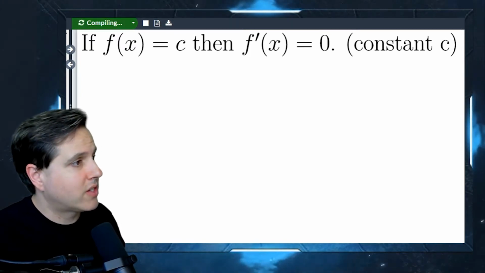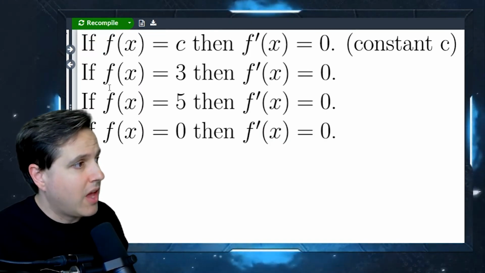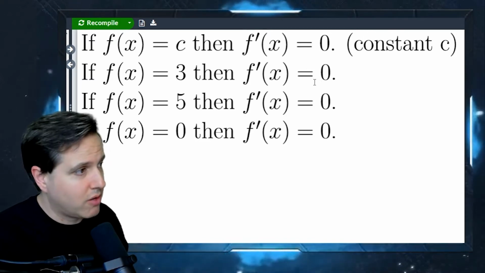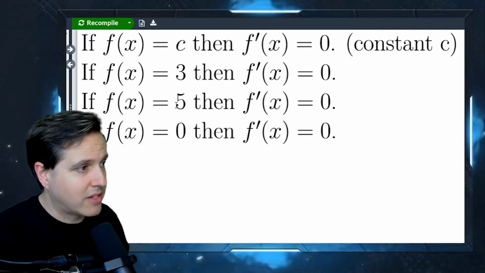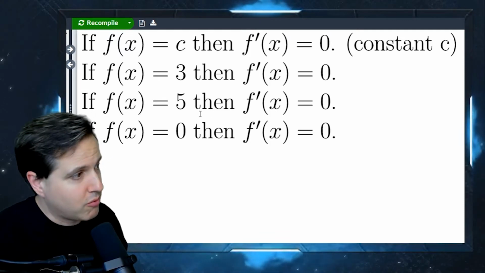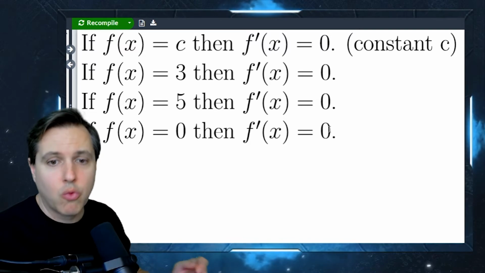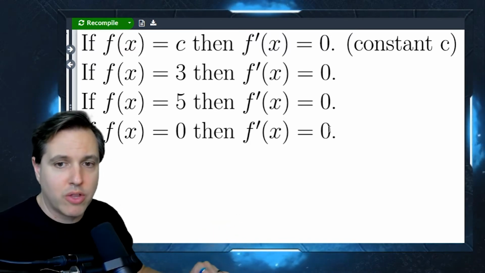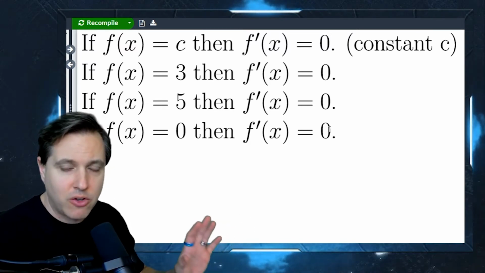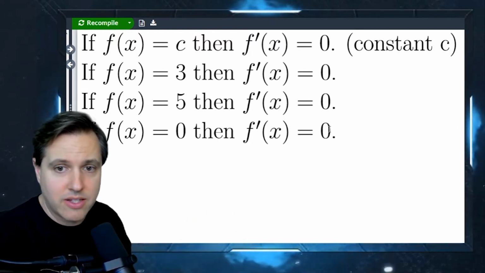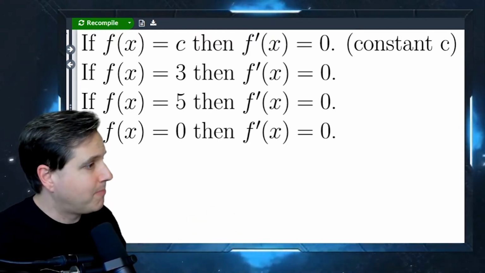So if you run across something like, if your function is f of x equals 3, the derivative is equal to 0. If the function is f of x equals 5, the derivative is 0. If the function is f of x equals 0, the derivative's 0. So really easy to calculate. You'll get to the point where this is automatic. You don't even think about it. You just see a number. You're taking the derivative of a number. Boom, it's gone. It's 0. Okay, so that one's not too bad.